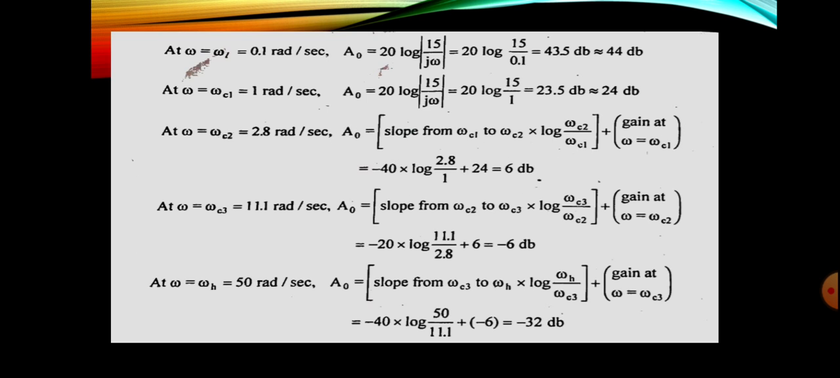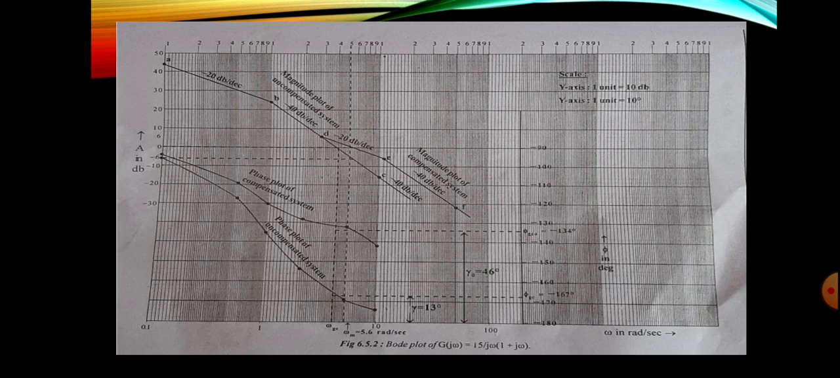Here one difference is that you will find difficulty in plotting 2.8. See, 1 radian is exactly marked there. For 2.8 radian, there will be a little confusion in marking it. See here, for 2.8 the gain is 6. Let us see. 2.8. See, this is 1. From 0.1 to 1, and from this to this is 1, this is 10. So let us go to the upper side. From 1 to this point, 10 is the value.